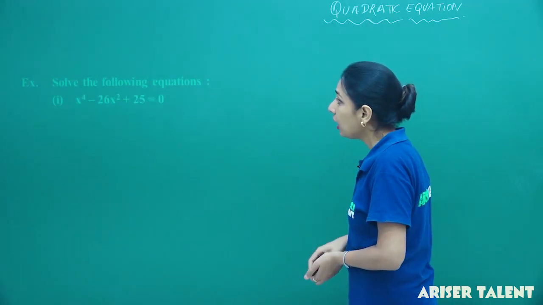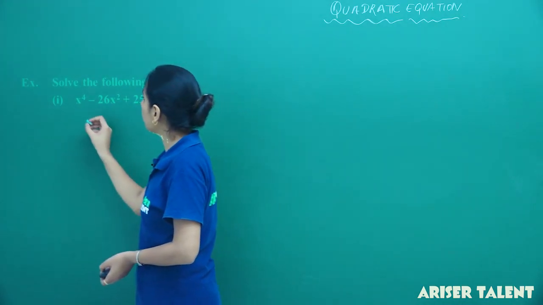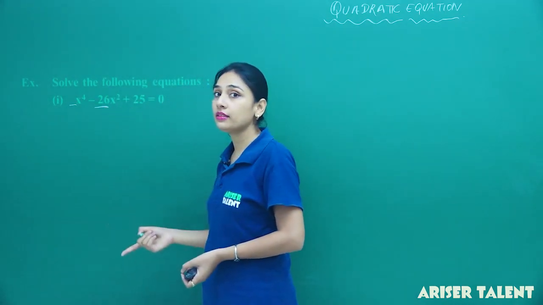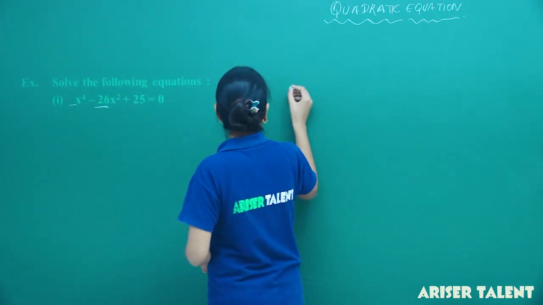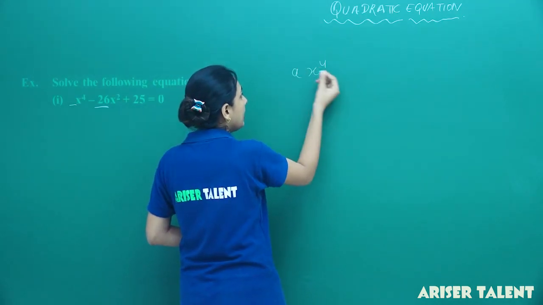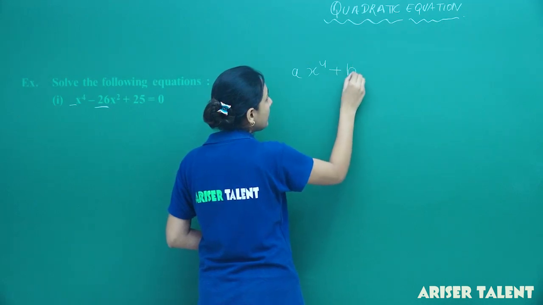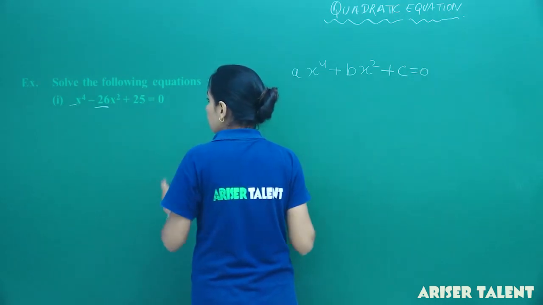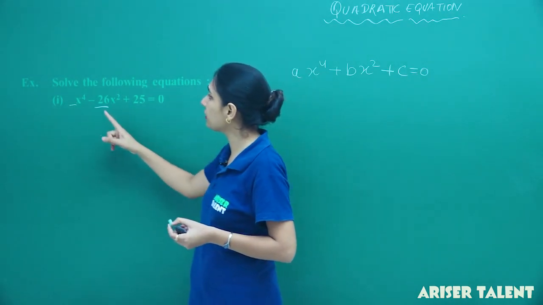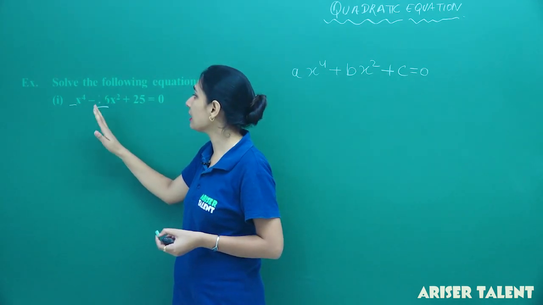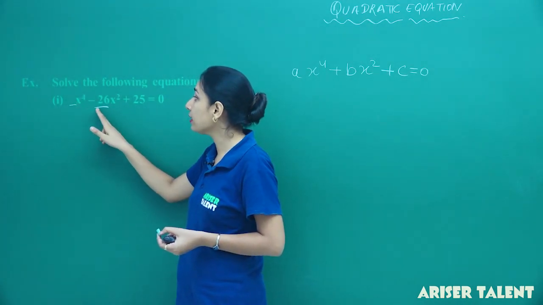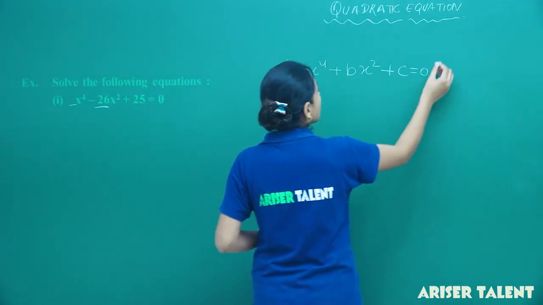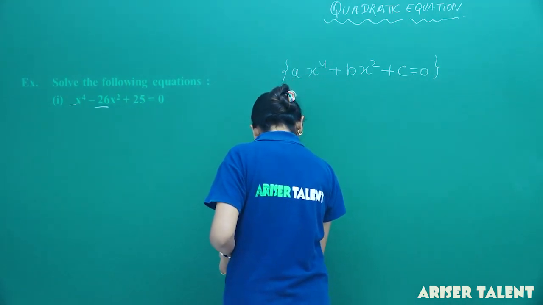Solve the following equation. Now, look at this equation carefully. Constant can be anything. So, here it is 1. Constant can be anything. So, it is minus 26 here. So, basically, it's the same format: a x to the power 4 plus b x to the power 2 plus c equals to 0, right? Now students, don't get confused with this minus, because this can be read as x to the power 4 plus minus 26 x to the power 2. So, it is of no worry. Okay. Right.